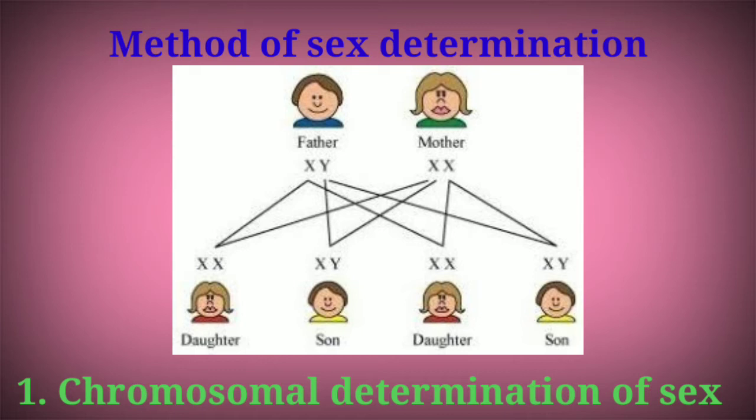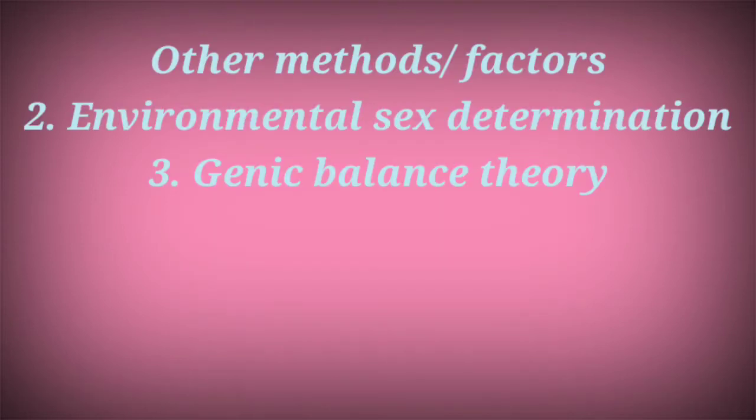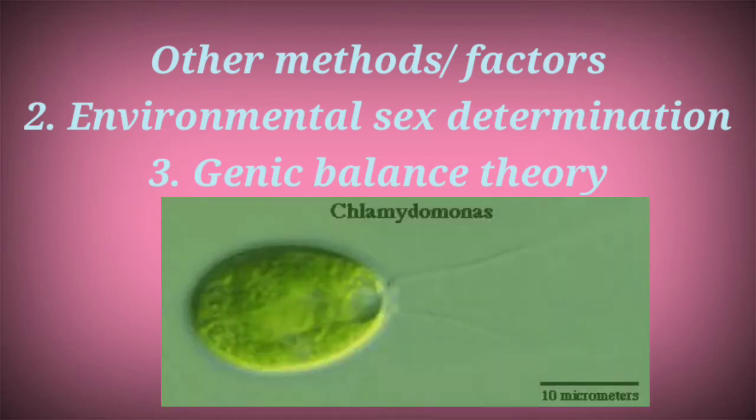There are various factors that determine the sex of a particular organism. For example, it can be an environmental one, or it can be genic balance, that is, dependent upon the number of the autosomes and the allosomes. So that also determines the sex of a particular organism. For example, in Chlamydomonas, which is an alga, the sex is determined by the number of genes present in either the autosomes or the allosomes.